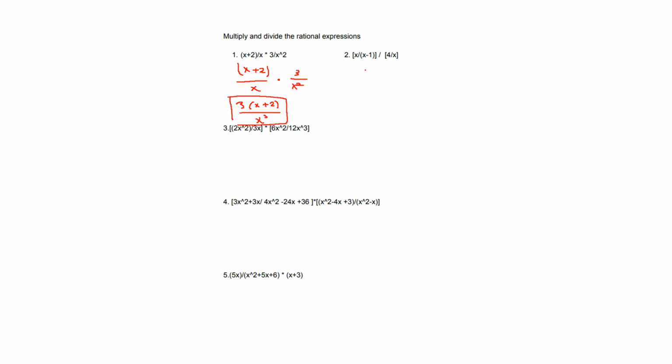Okay. Number 2, we have x over x minus 1 divided by 4 minus x, or 4 divided by x. So from here, we can make it so that it becomes multiplying by the reciprocal, because this is the same as dividing. So if we multiply this out, it becomes x squared over 4 times x minus 1.